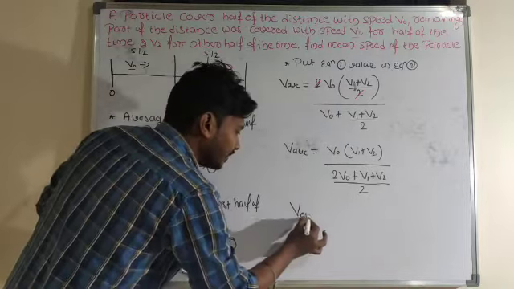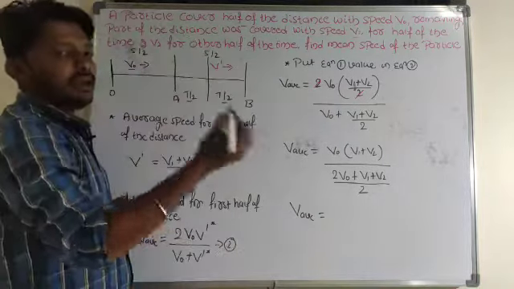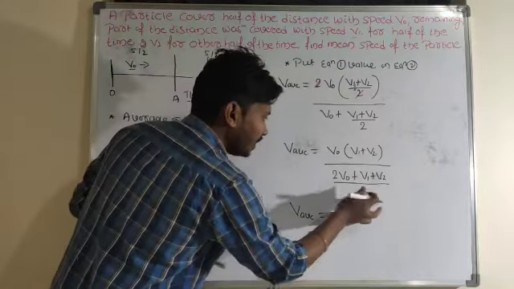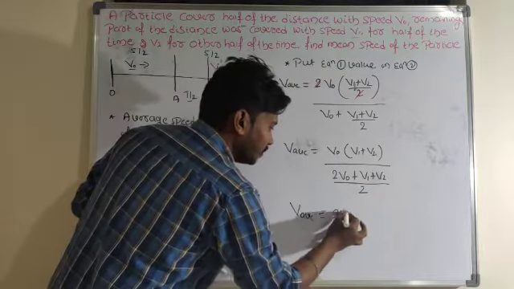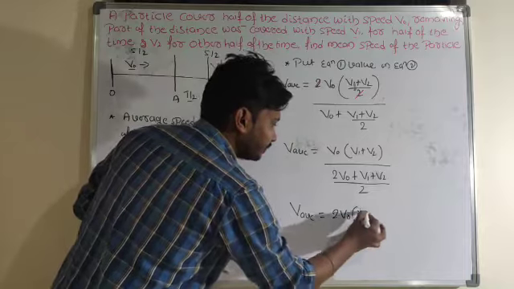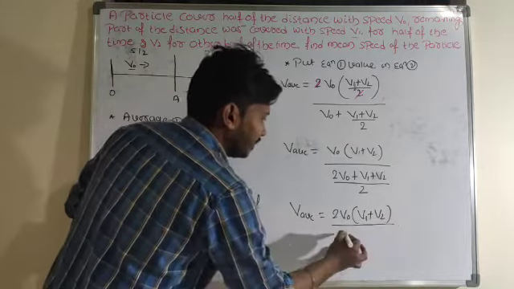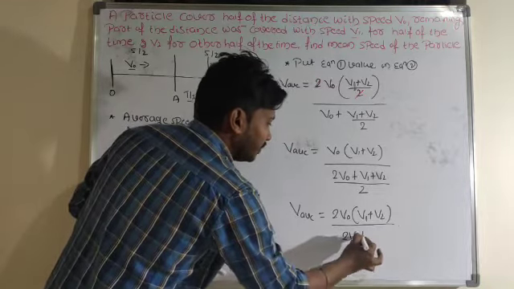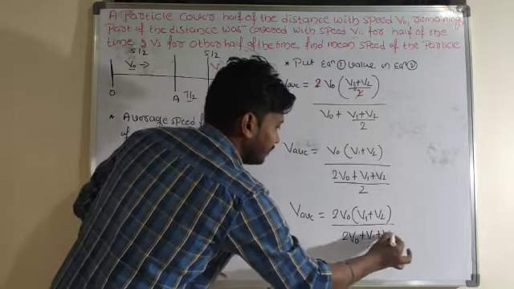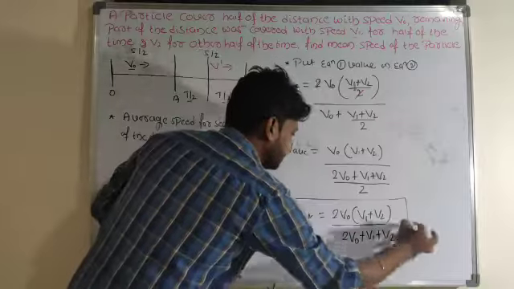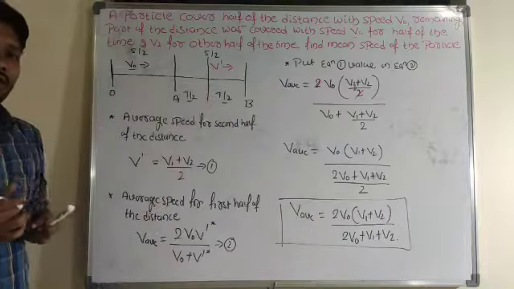So what will be the final equation here? V average is equal to, if it goes to the numerator, 2 times of V naught into V1 plus V2 divided by 2 V naught plus V1 plus V2. So this is the equation for the average speed.